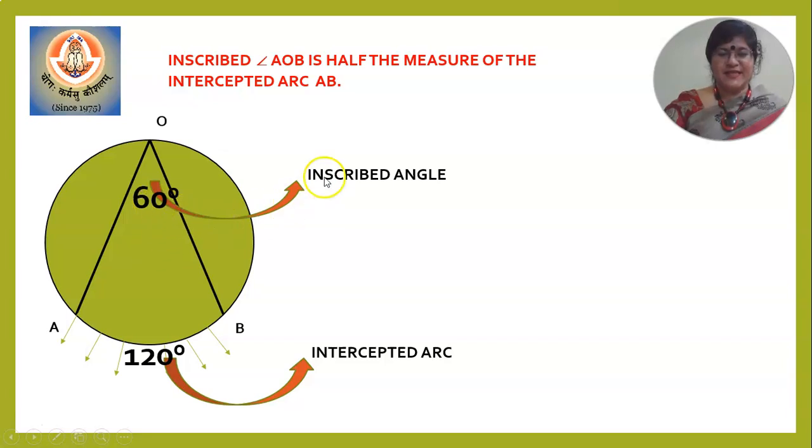See here, inscribed angle, intercepted arc, and this is the property. Inscribed angle AOB is half the measure of the intercepted arc AB. Clear? So to sum it up, AOB is the inscribed angle, and this inscribed angle is half the measure of this intercepted arc AB. And also this angle AOB will be half the measure of the angle at the center.